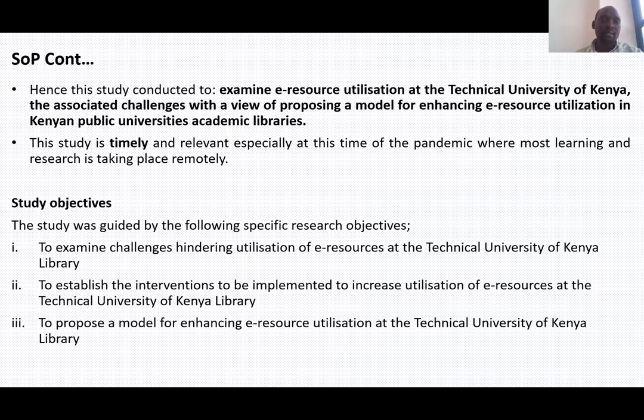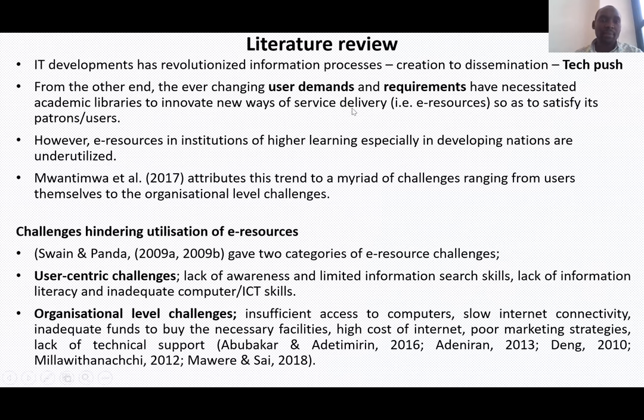The study was guided by the following three objectives. One was to examine the challenges hindering utilization of e-resources at TUK library. So what were the challenges? Secondly, was to look at the interventions that could be implemented so as to increase utilization of e-resources at the university library. And number three was to propose a model. What model would be trying to enhance e-resource utilization in the institutional library?